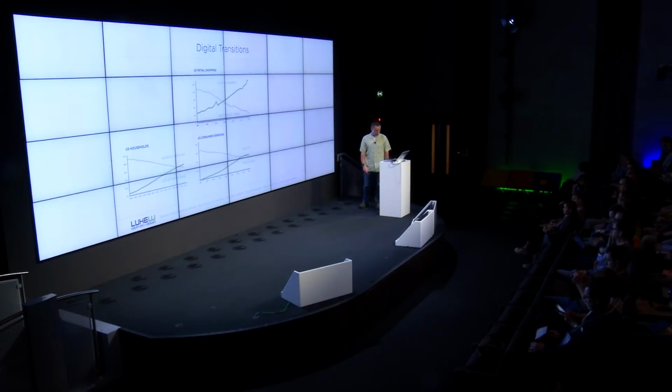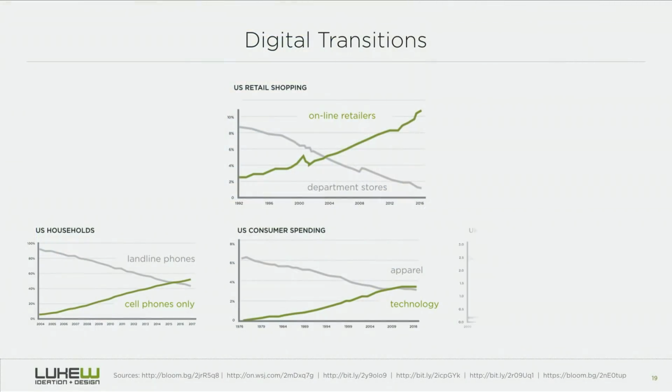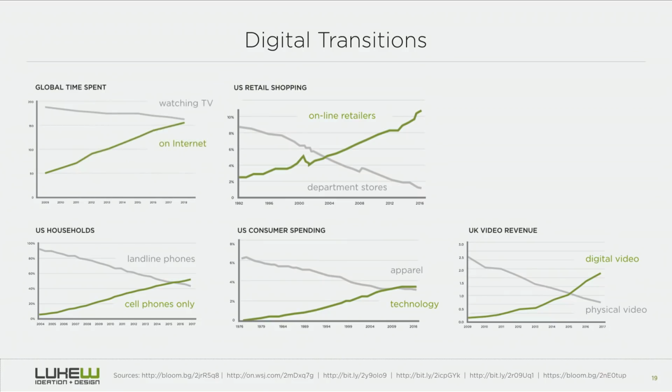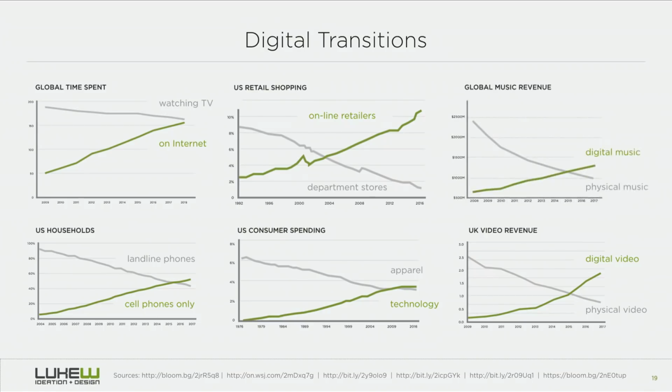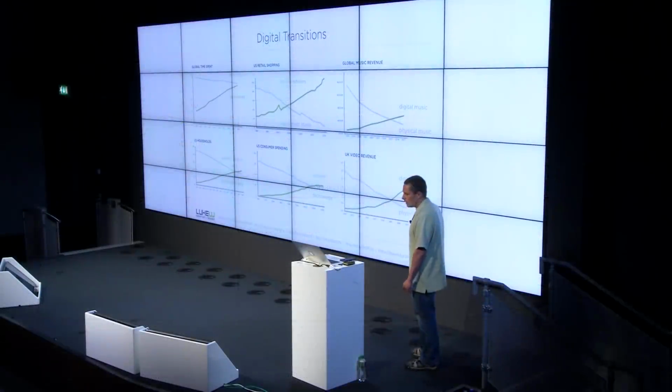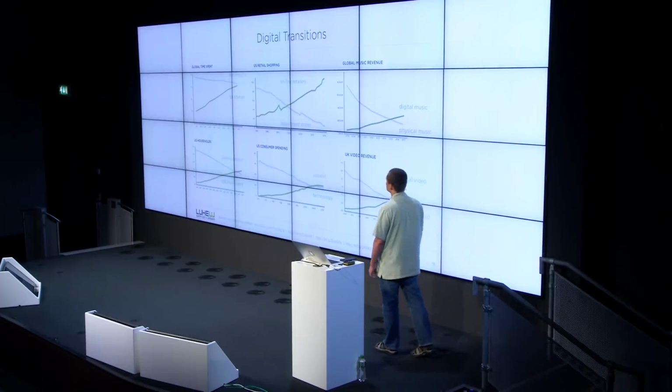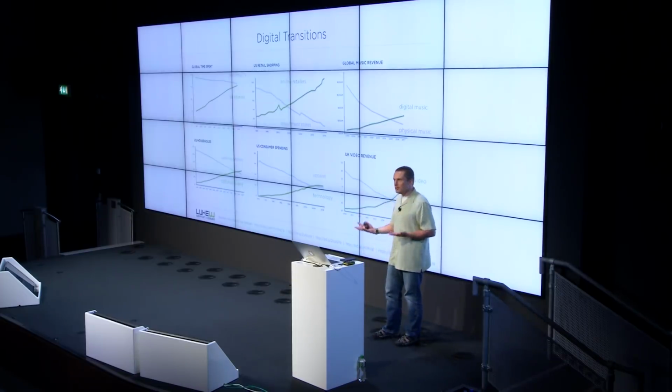And it's not just the US. Well, I say I have a lot of US examples. Here's the UK. Digital video has passed physical video in terms of revenue. And there are global changes as well. If you look at global time spent across the whole planet, the amount of time people spend on the internet is just about to pass the amount of time people spend watching TV. I showed the US music industry chart. Here's the global music revenue chart showing the exact same thing. Digital music has now passed physical music. Okay? And I can keep going and going with these types of lines crossing, but it's pretty clear what's happening here, right?